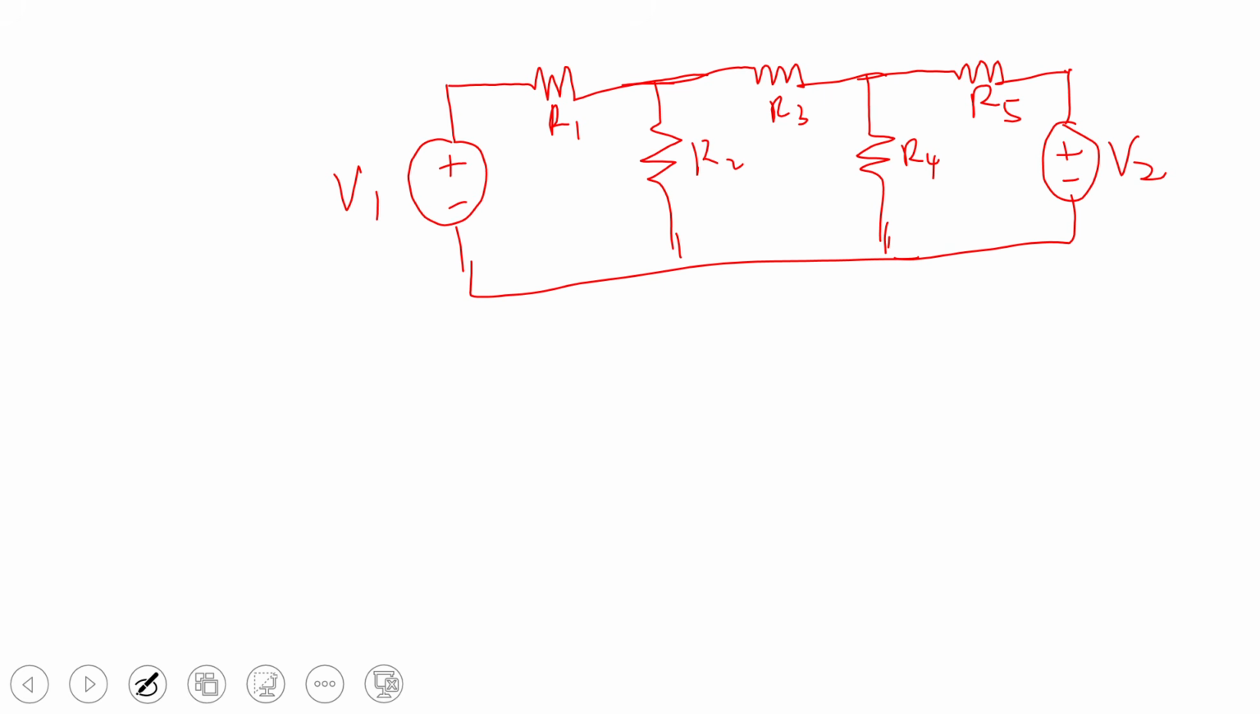Lastly, let's look at a circuit like this. Let's say we have here as I1, here as I2, here as I3, and here as say I4, here as I5, I have here as I3. Now, according to the Kirchhoff voltage law, let's try to take various loops within this circuit.